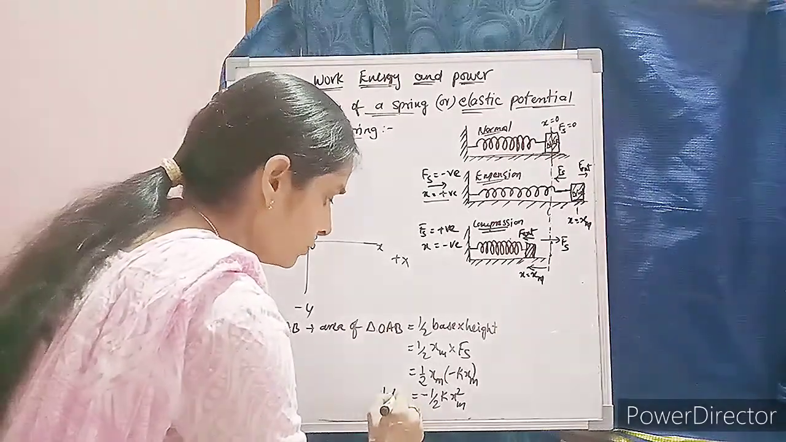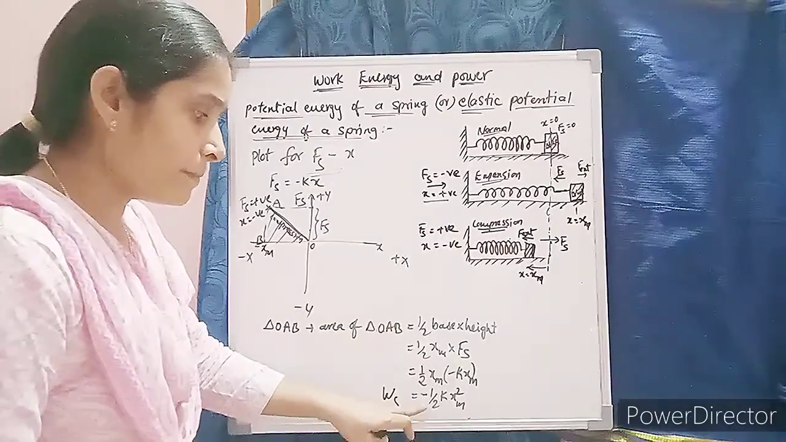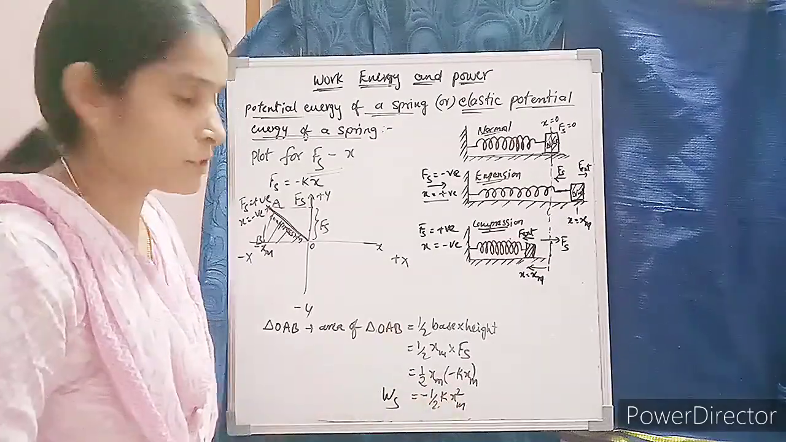Now Ws is the work done by the spring force. We got that as minus half into k xm square.